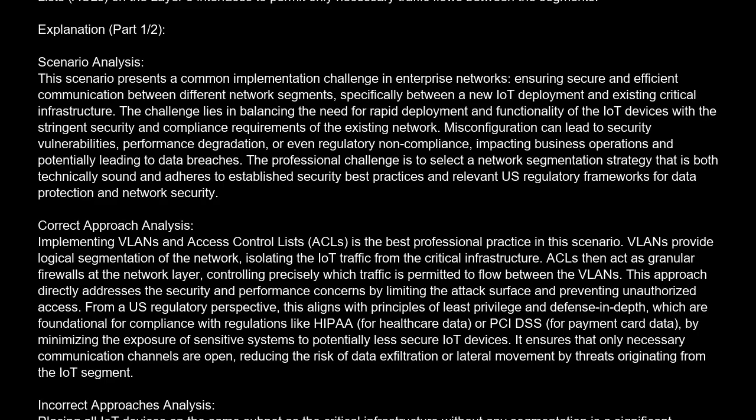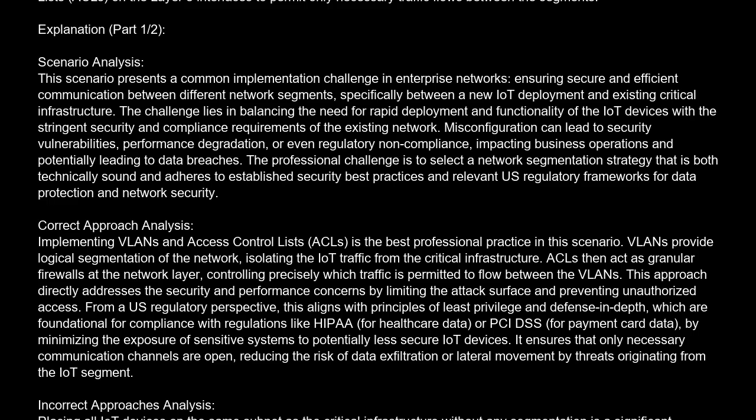Correct answer is C. Implement VLANs to logically segment the IoT devices from the critical infrastructure and configure access control lists, ACLs, on the Layer 3 interfaces to permit only necessary traffic flows between the segments. Explanation. Scenario analysis. This scenario presents a common implementation challenge in enterprise networks, ensuring secure and efficient communication between different network segments, specifically between a new IoT deployment and existing critical infrastructure.